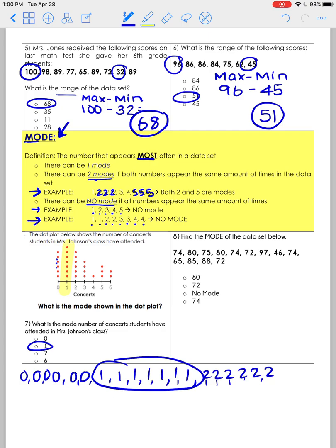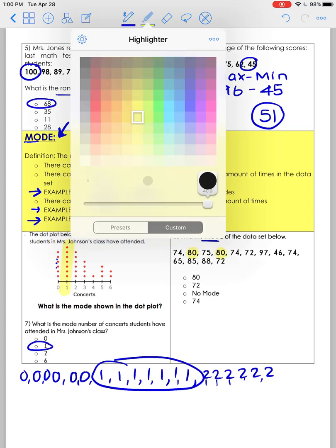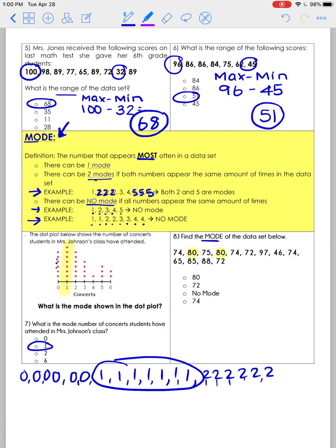Okay, all right, number 8 is also asking for the mode, which one appears the most. Okay, now you see a couple of repeating numbers here. So like I see this 80, I see this 74 appears a couple times. I see a 72 that appears here and here. Okay, so we just have to figure out which one appears the most. If we're looking, 74 appears 3 times, 80 appears twice, and 72 appears twice. So since 74 appears more or the most, that's our mode.